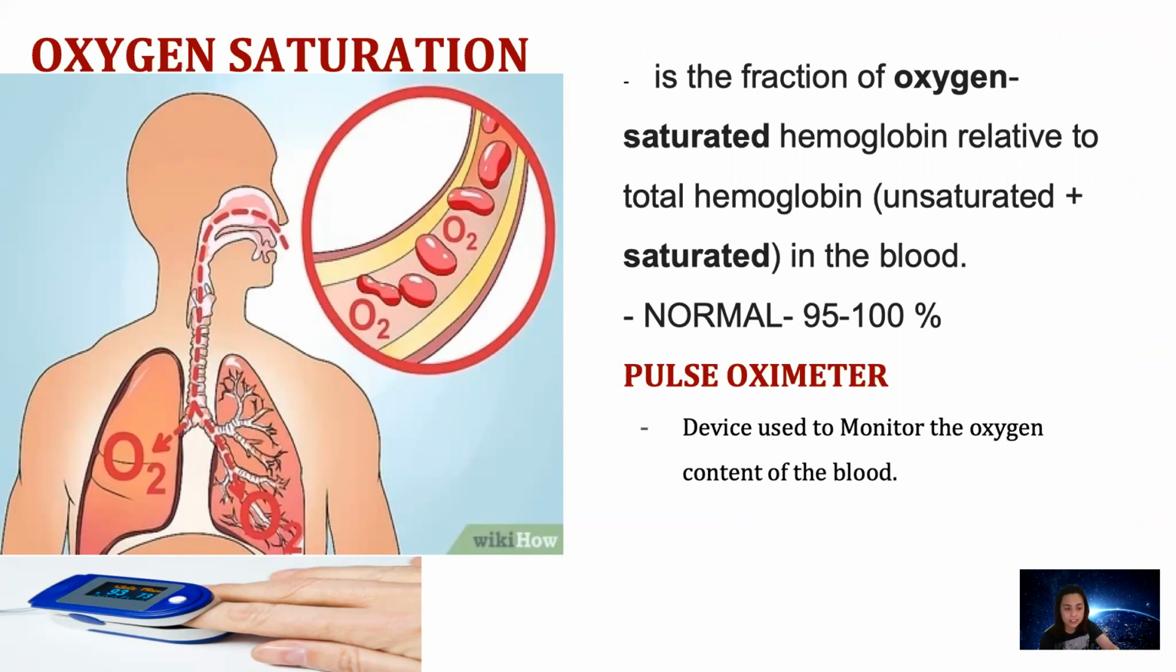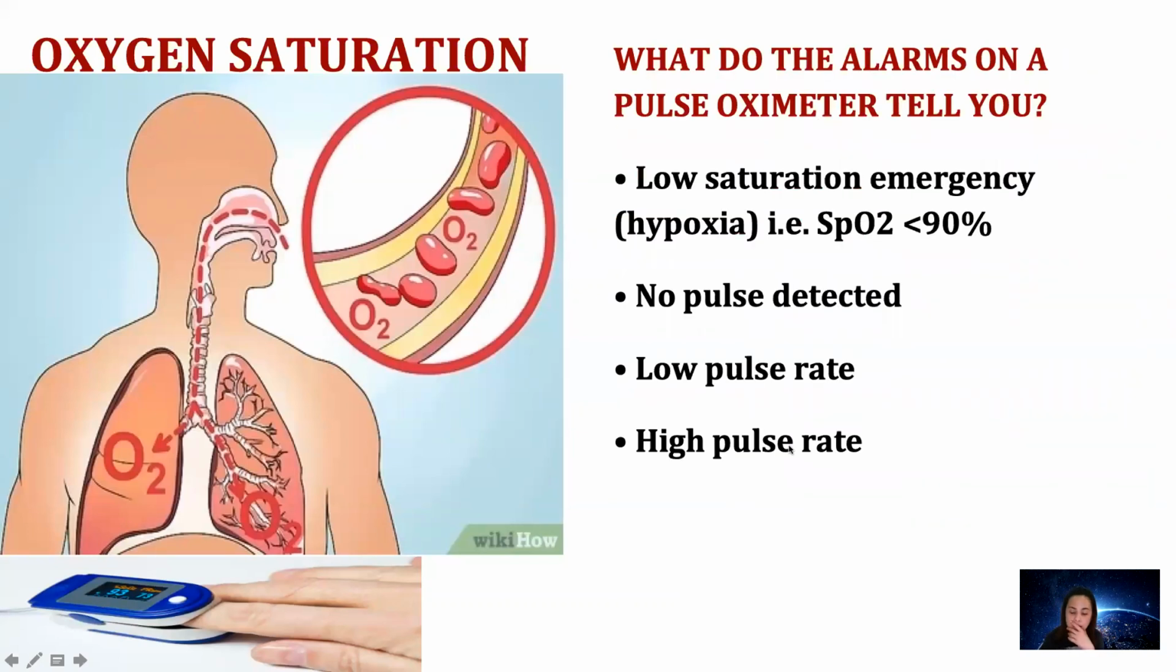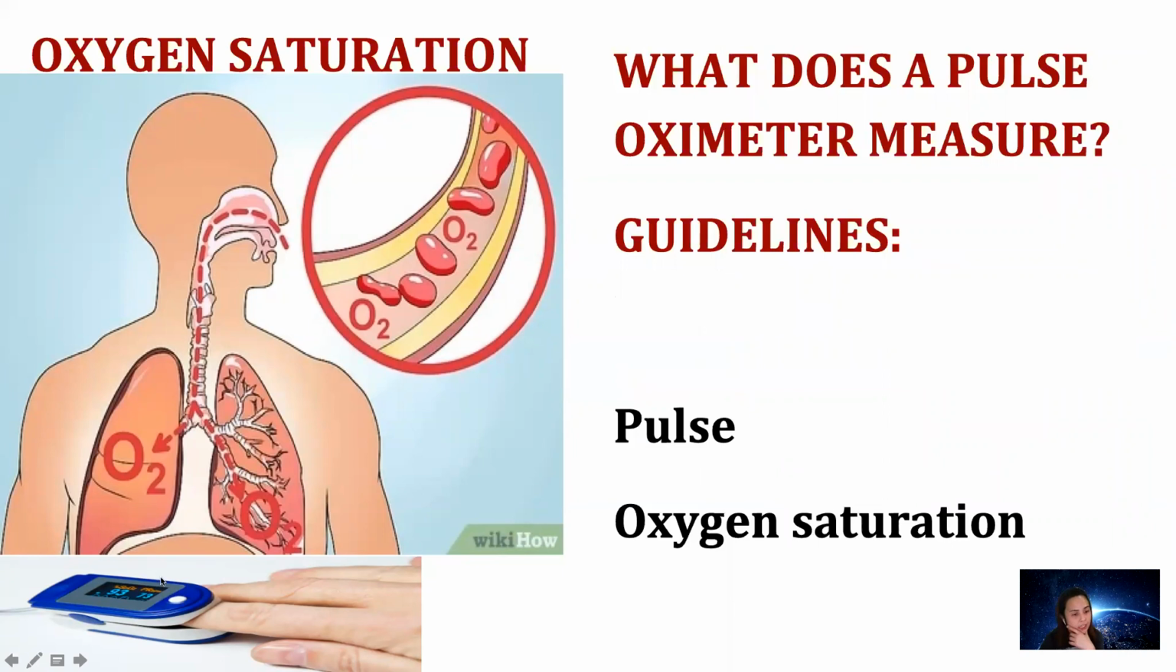Next is oxygen saturation. Oxygen saturation is the fraction of oxygen saturated. This is how much oxygen supply you have in your body or in your blood. That is called oxygen saturation. Our normal is 95 to 100%. The machine used to check oxygen saturation is the pulse oximeter. On the pulse oximeter, you will see two things. You have the pulse, and you have the SpO2 or the oxygen saturation.